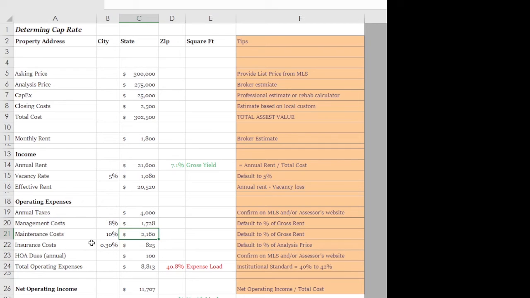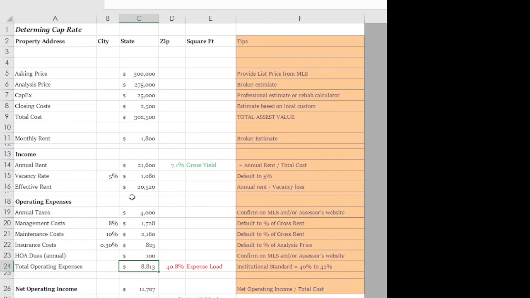Insurance costs are usually similar for an area, and if you call up an insurance agent, they should be able to give you an estimate on a property, or even tell you exactly what the percentages that they would be using to estimate on your property. HOA dues, if there are any, are the last expense that we will add in before we have our total operating expense. This brings us to our total operating expense of $8,813.